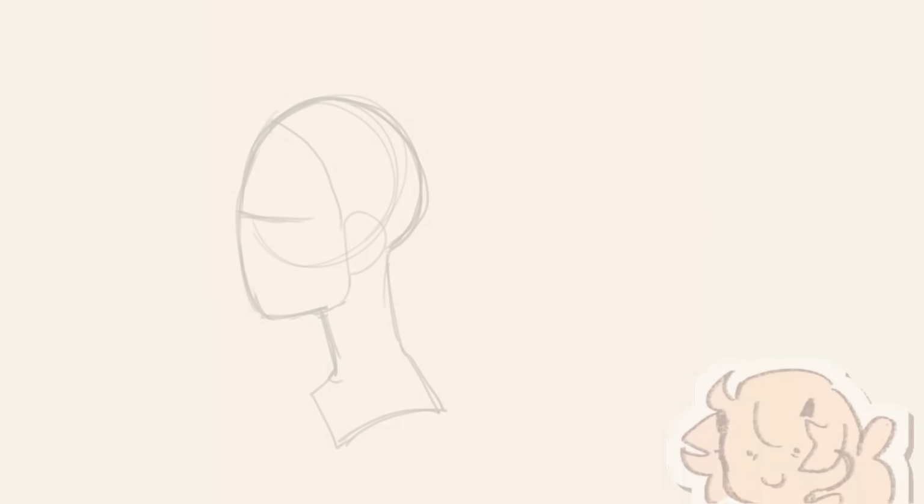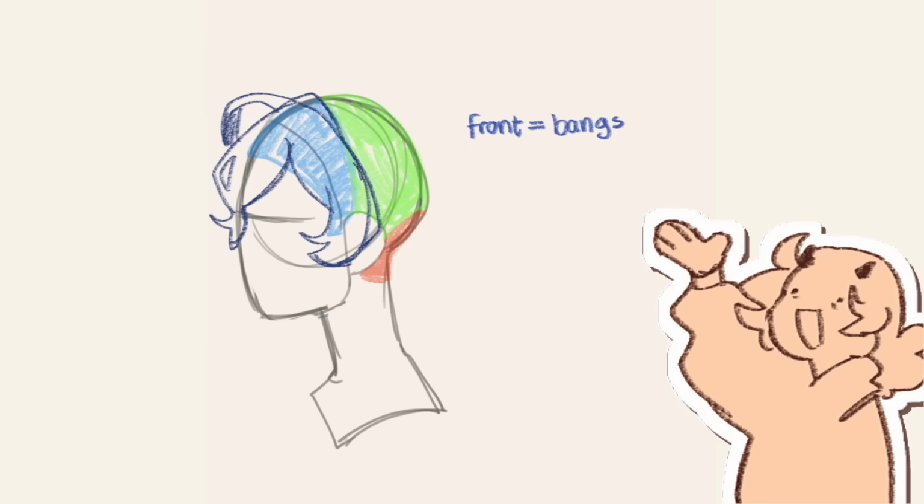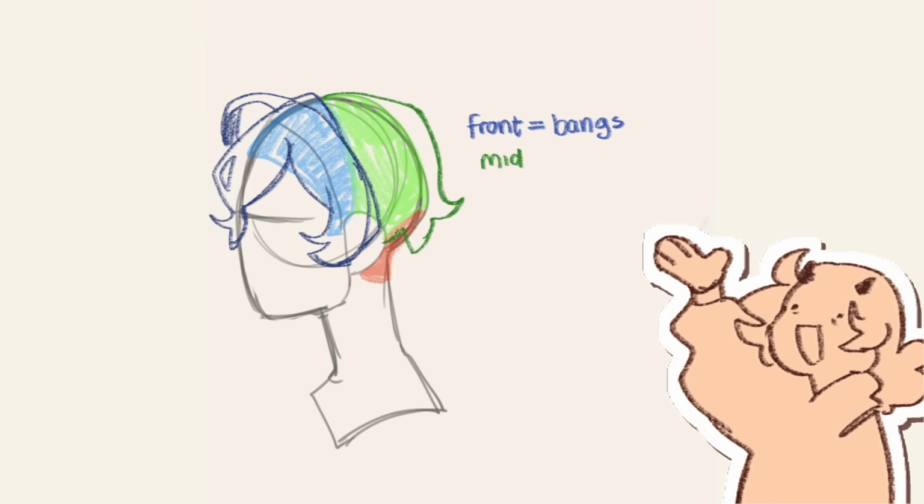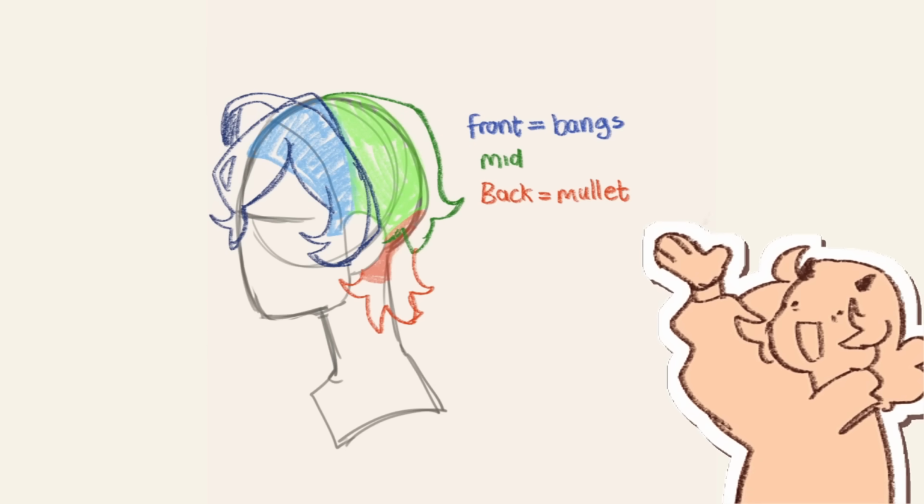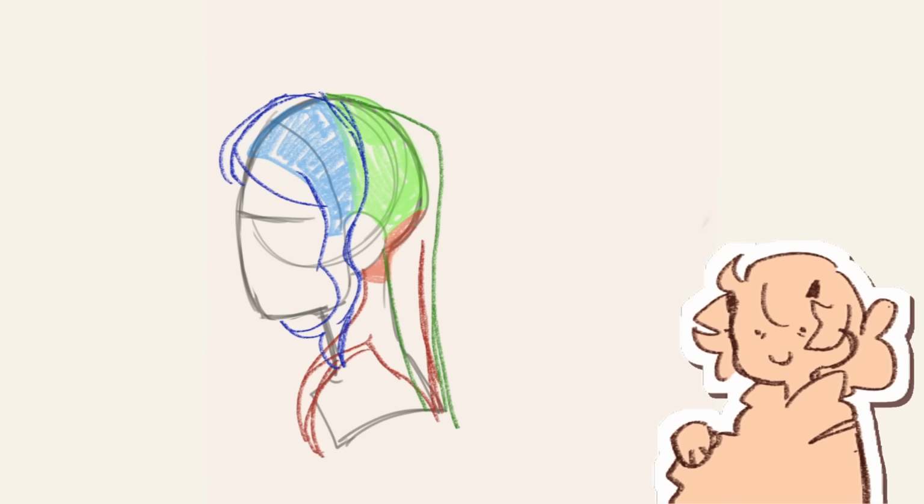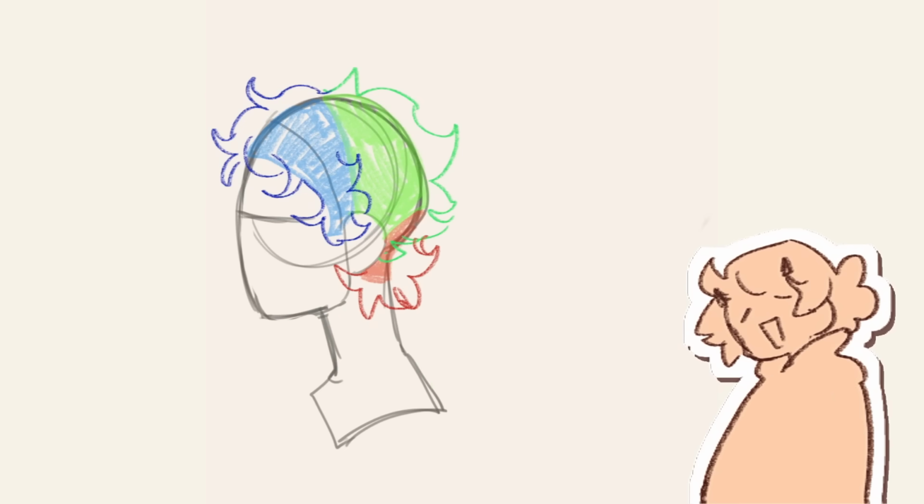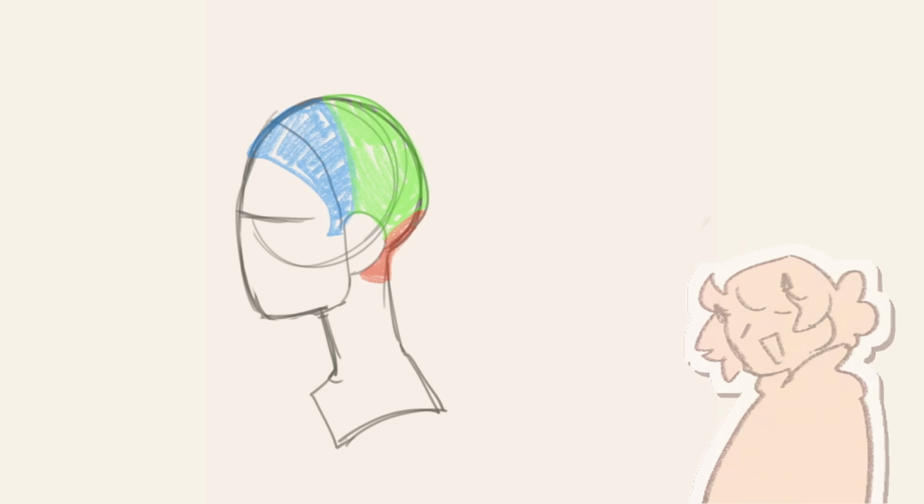So I like to divide the head into these 3 sections. The front, which is like the bangs, the middle, and then the back where the mullet is. From different angles, these sections will be more or less visible. I picture these sections wrapping around the skull. For each of these sections, you can add the hair strands to them.